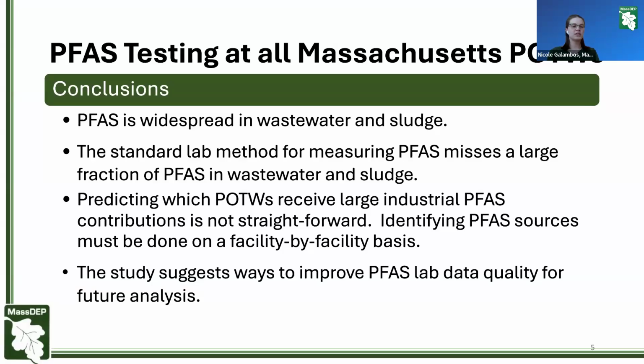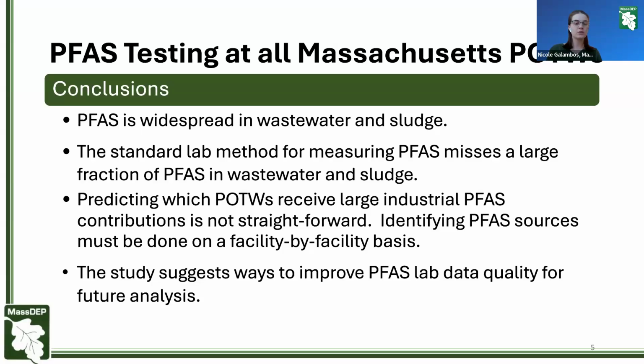And number 3, predicting which POTWs receive large industrial PFAS contributions is not straightforward. Because of this, identifying PFAS sources must be done on a facility-by-facility basis. The study analyzed 2 possible shortcuts to identifying which POTWs have high PFAS contributions from industries: whether a facility has an industrial pretreatment plan, and whether a facility has contributions from specific types of industries.